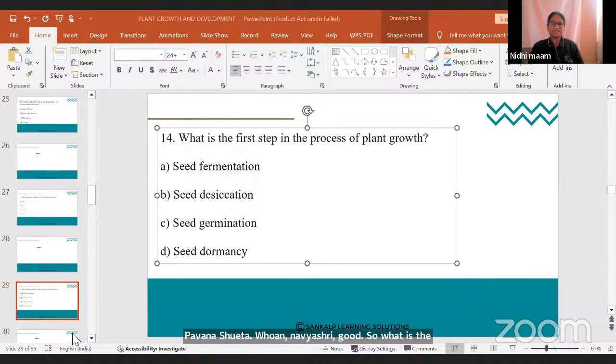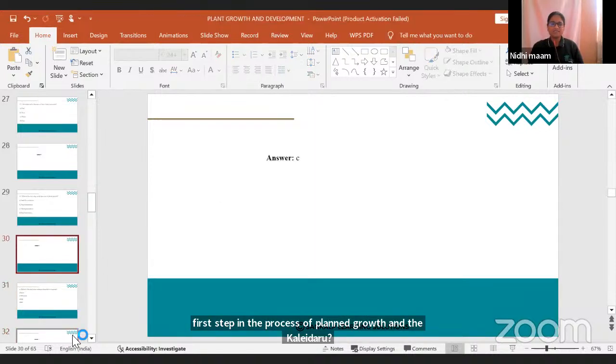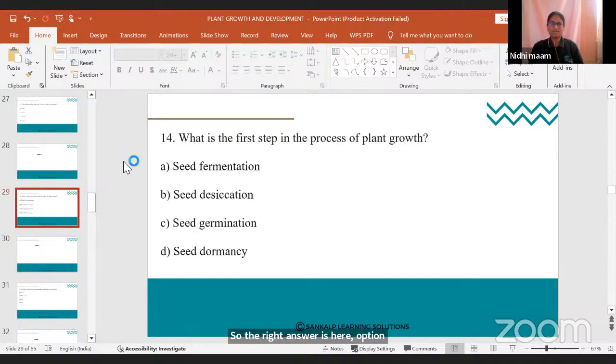So the right answer here is option C, that is seed germination. Option C is seed germination. Good. Seed germination is the first one, right? Next question.